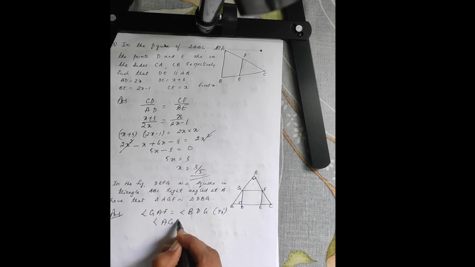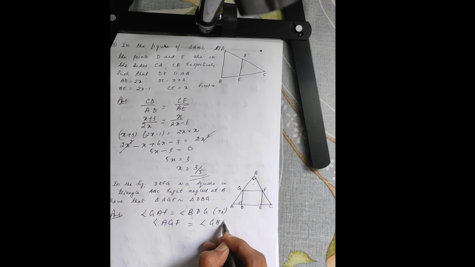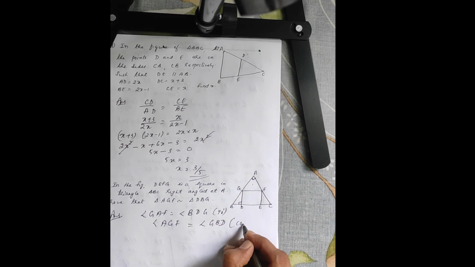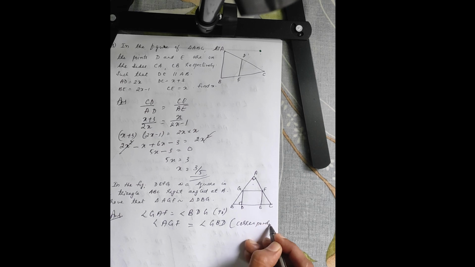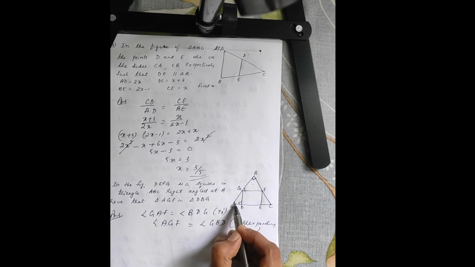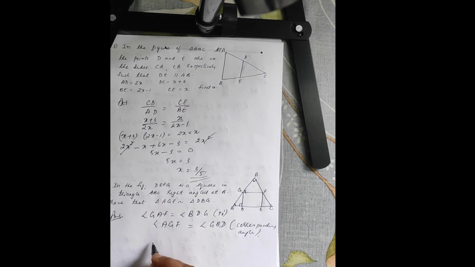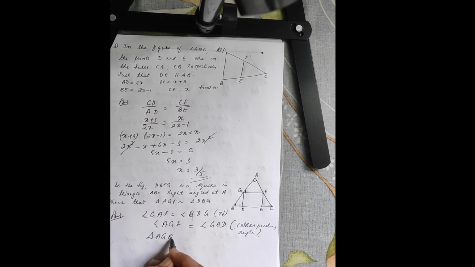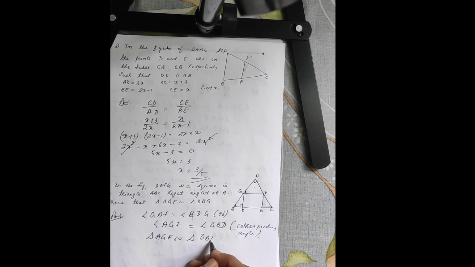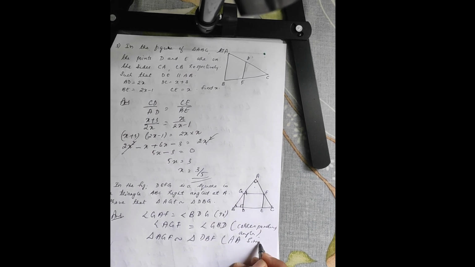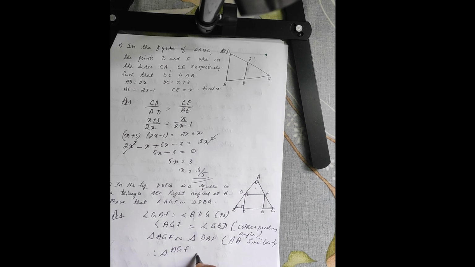Angle AGF equal to angle GBD. It is corresponding angles because the sides are parallel. AGF and GBD, these two angles are corresponding angles because the sides are parallel with a square. And if two angles are equal, we can say AA similarity. Triangle AGF is similar to triangle DBG by AA similarity. Therefore triangle AGF is similar to triangle DEF, hence it is proved.